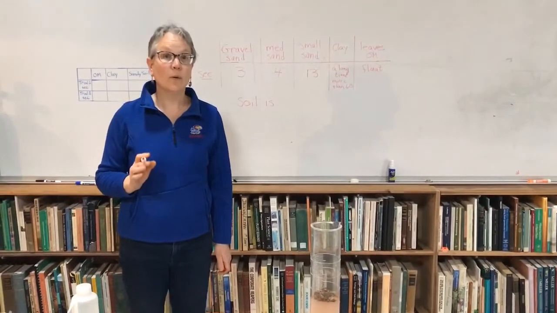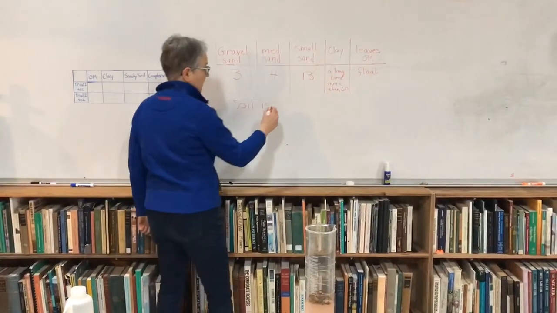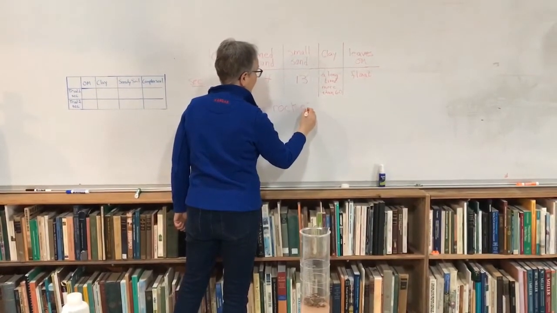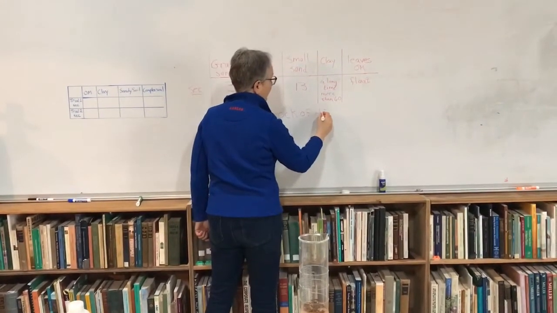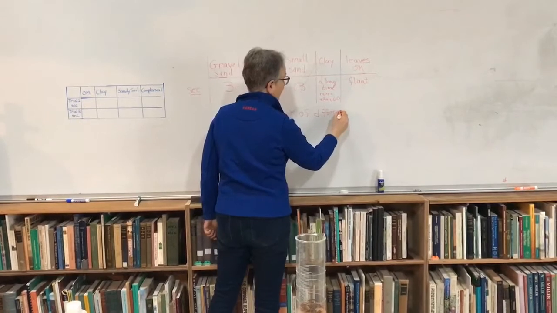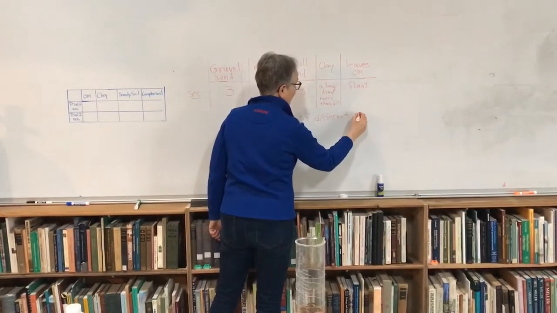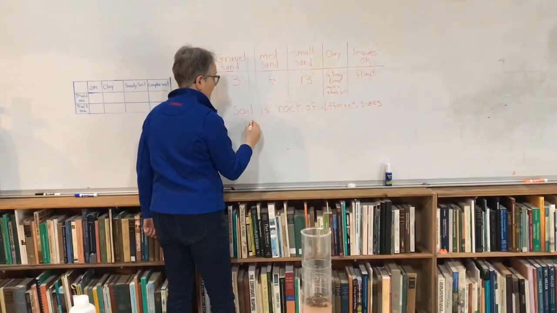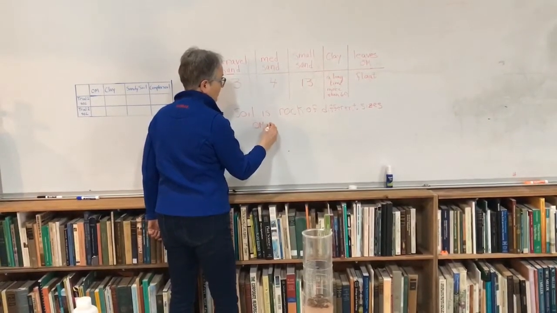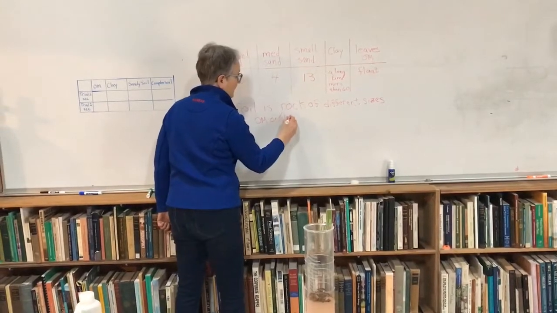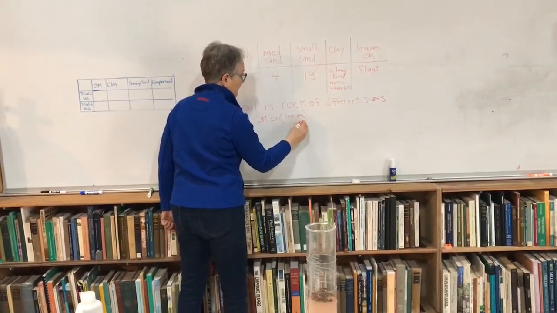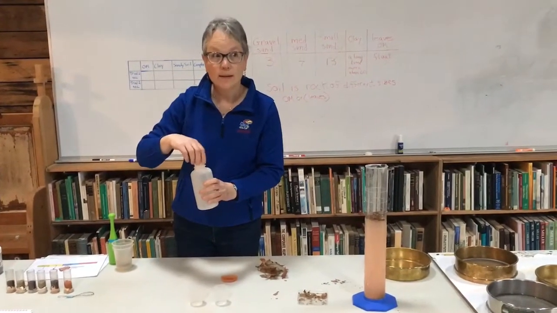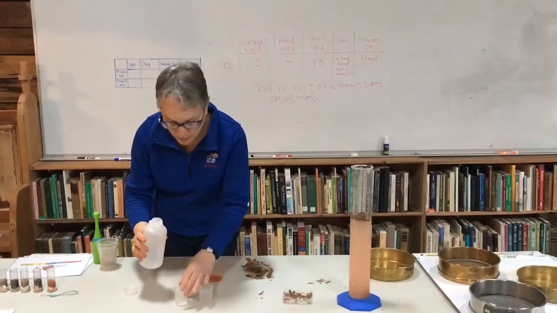So far, we know that soil is rocks of different sizes, and it also has organic matter in it, or what we put in it was leaves. Let's see if there's anything else. So there's something else in soil that we can't see, and I want to show you that.